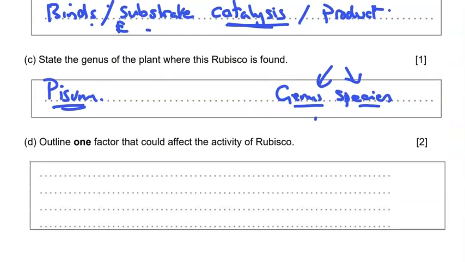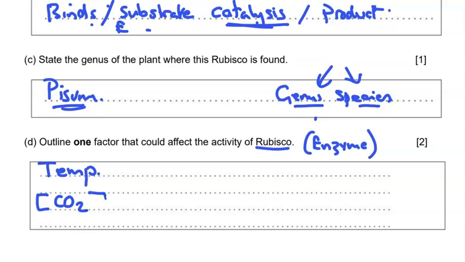Outline one factor that could affect the activity of Rubisco. So think of it more generically: what factors can affect an enzyme? I would always be putting down temperature as a possible factor. The concentration of carbon dioxide, the substrate, could affect it. The concentration of the enzyme, which of course is Rubisco itself, could affect the rate of reaction.